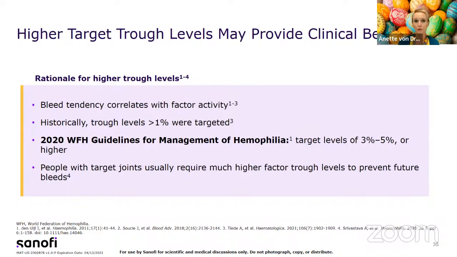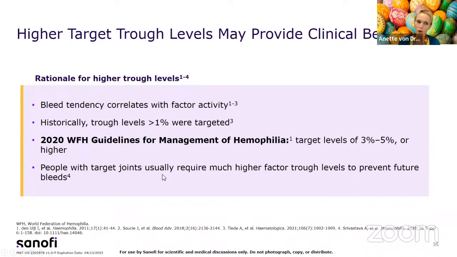But if you're at 2%, you clearly have a much higher risk than if you're at 10% or 20%. That was already part of the study. But historically, everyone said, okay, just being above 1% is fine. So nowadays, I don't think we think that anymore. The 2020 World Federation guidelines for the management of hemophilia really state that most physicians now would be in line in terms of target trough levels of 3 to 5%, or maybe even higher.